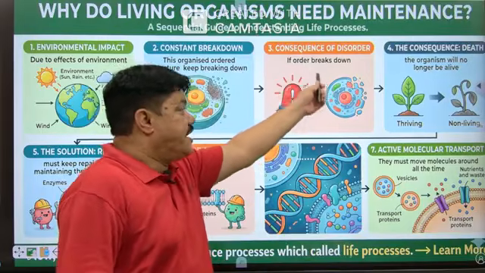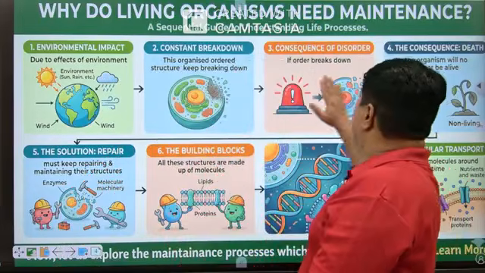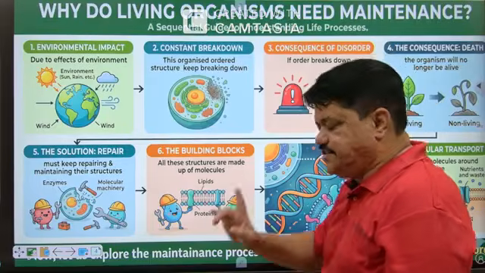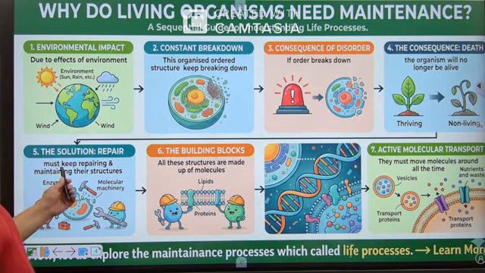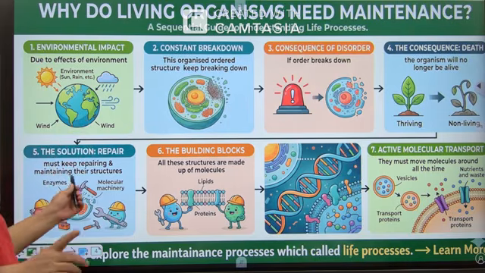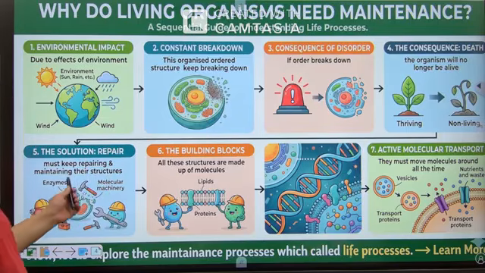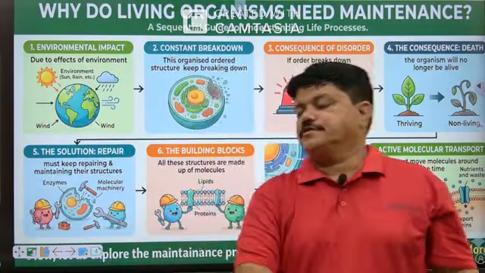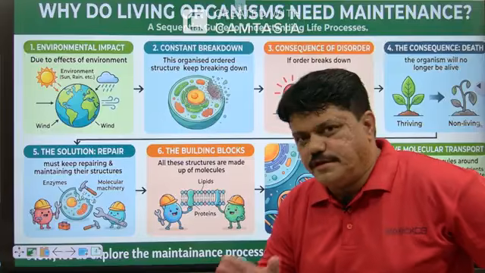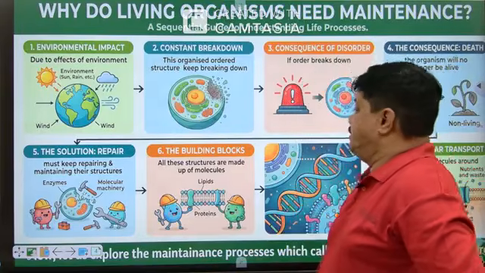If this order breaks down, the organism will no longer be alive, and then no organism can survive. Then what will be the solution? The solution is that each and every organism must keep repairing and maintaining their structures, or the order of structures, against constant breakdown and damage, to prevent those breakdowns and damage.